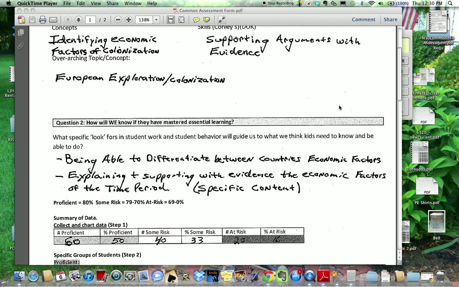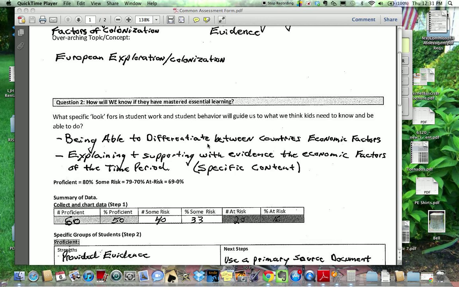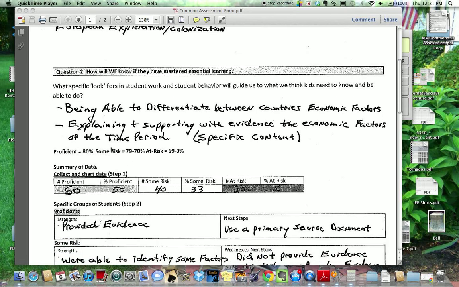Question 2, how will we know if they've mastered the essential learning? Here we list specific look-fors in student work and behavior that will guide us to what we want students to know and be able to do. So what specific content do you want them to know and be able to do, and what specific skills? Down here we'll list the data from our assessment A. We will not report on assessment B this year. This is only assessment A data.